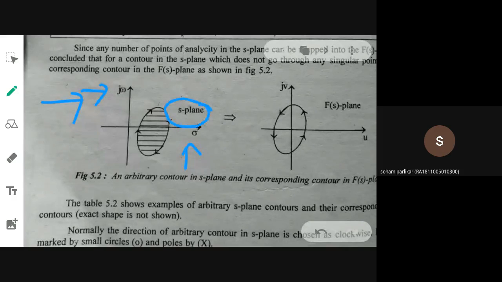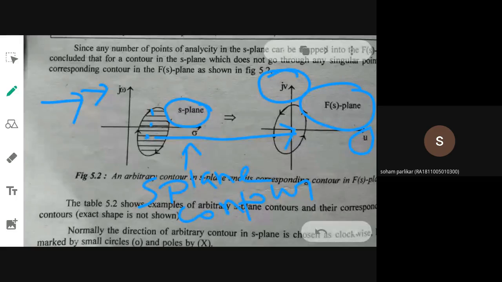Now that contour is called the S plane contour. You know what a contour is, so I am not going deep into that concept. Now I want to map all these points onto another plane. What is the name of the plane? F of S plane. Here this is also a complex plane, but the coordinates are changing a little bit. What are the coordinates now? U and jV.